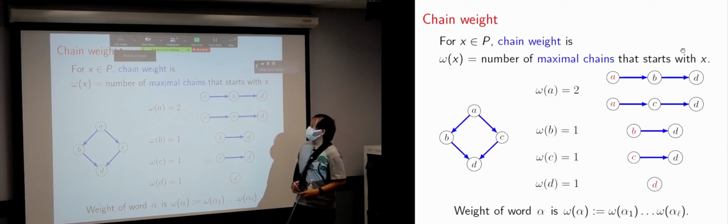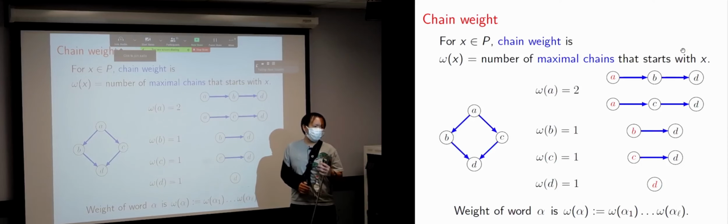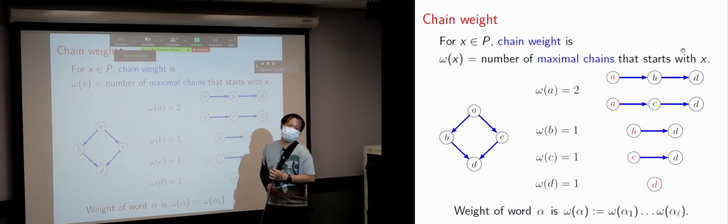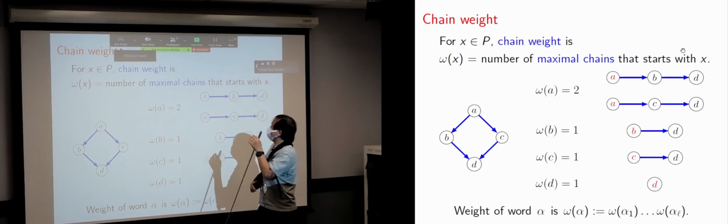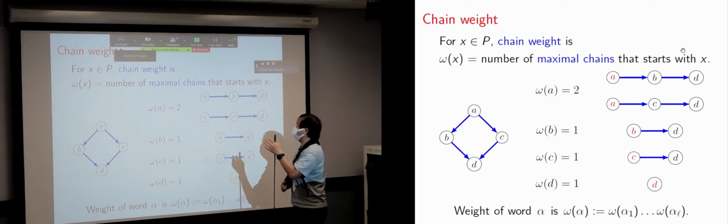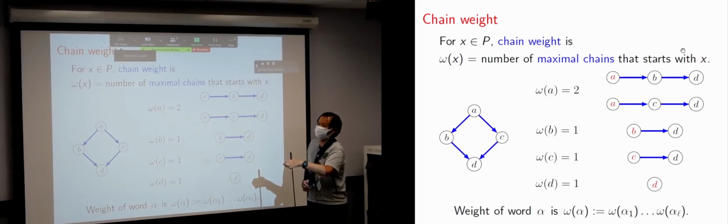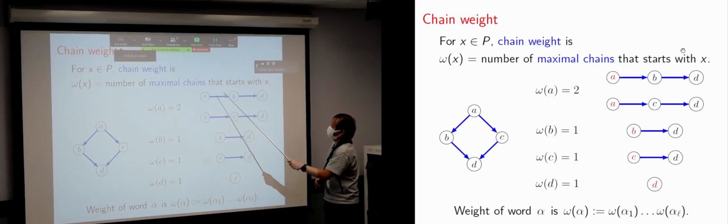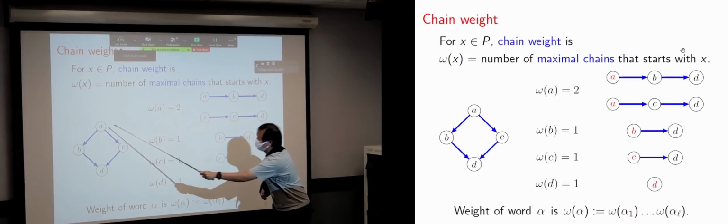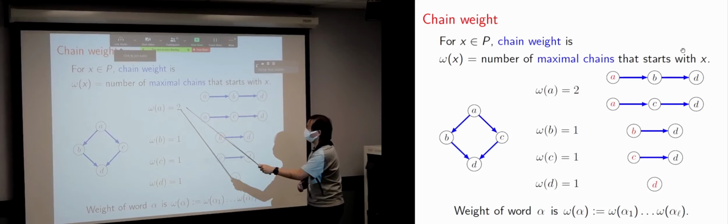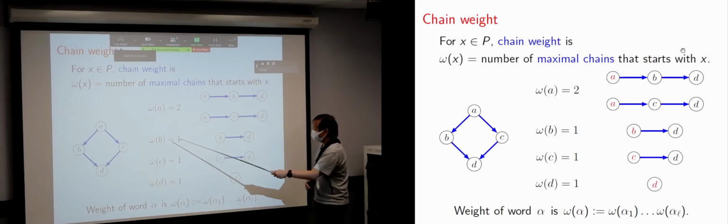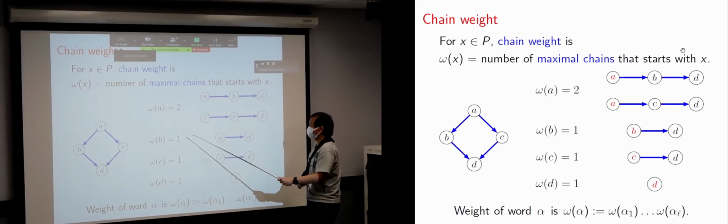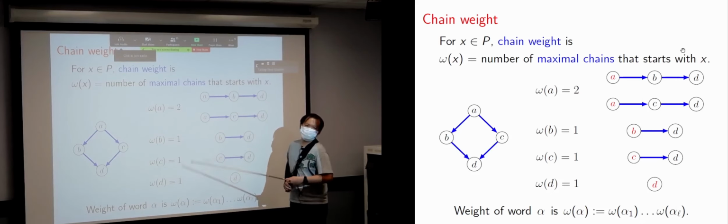And I want to count the number of feasible words, but I don't want to do it using uniform weight. I want to do this using a weight that I call the chain weight, because uniform weight is overrated. Okay, let's get it. This weight is where you count the number of maximal chains that start with an element. For example, in this poset, there are two maximal chains that start with A, ABD or ACD. So this part and this part. That's why the weight of A is equal to 2. For B, C, D, just by coincidence, the weight turns out to be equal to 1.